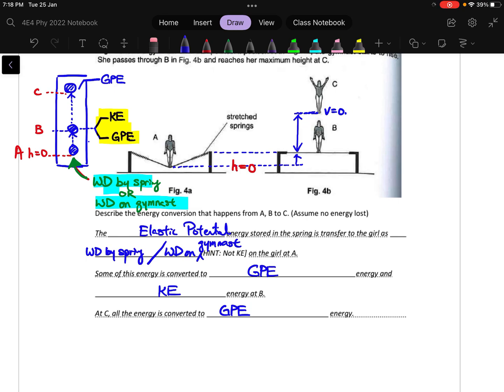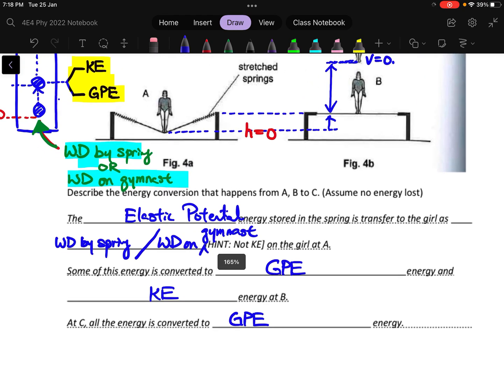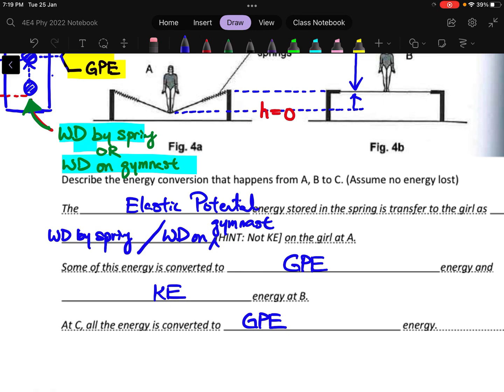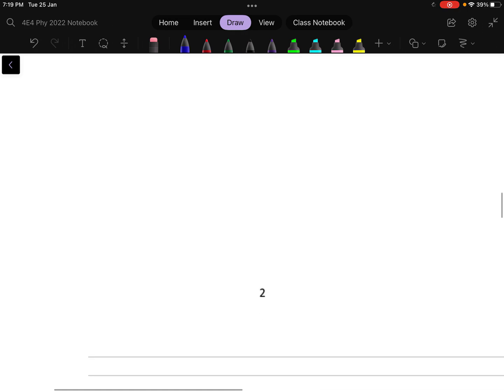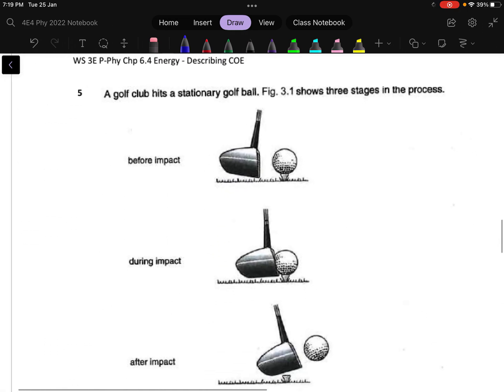Now this fill-in-the-blank exercise allows you to practice identifying the types of energy, the form of the energy. But when you do it on your own, please be very mindful about the object. Are you talking about the spring gaining KE, or the girl gaining KE? You need to be mindful of the subject of your answer as well.